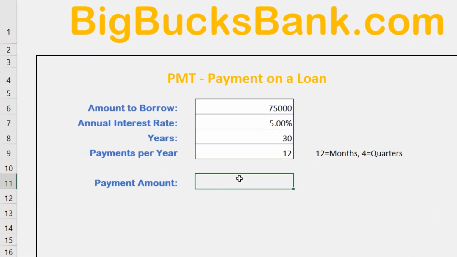So I'm clicking here in the payment amount, and then I'm going to hit the equal sign and type in the function name, which is PMT. Next, I'll open a parenthesis.